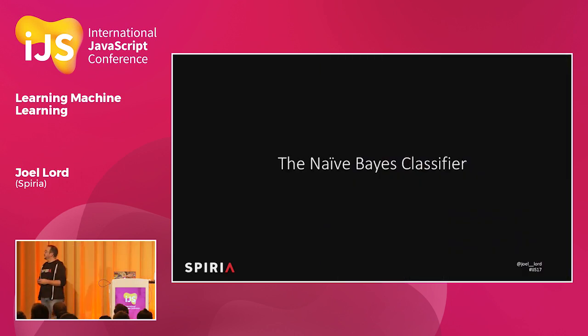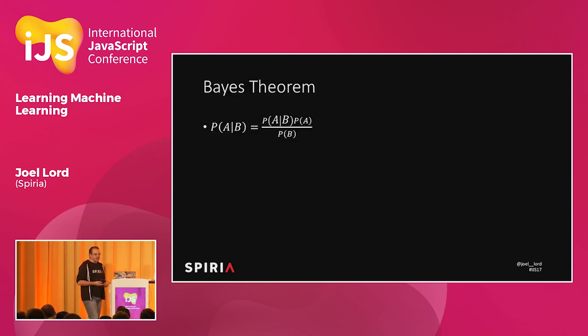All right, moving on to our first algorithm: the naive Bayes classifier. That's probably the most basic type of algorithm that you'll find in machine learning. It's simply a classifier. It's based on the Bayes theorem, which is a probability calculation.